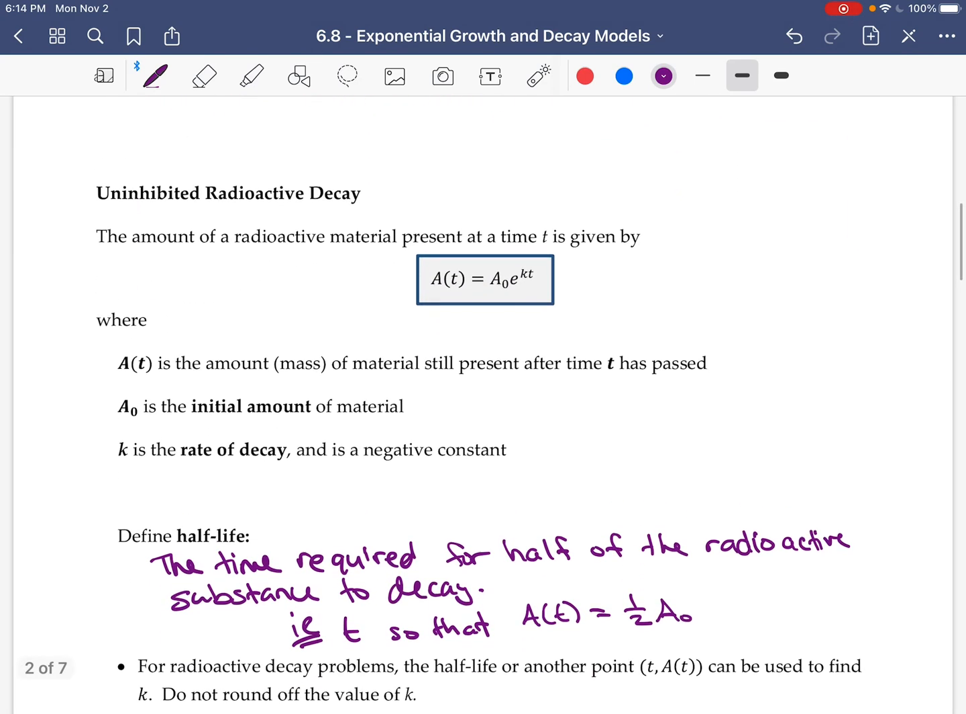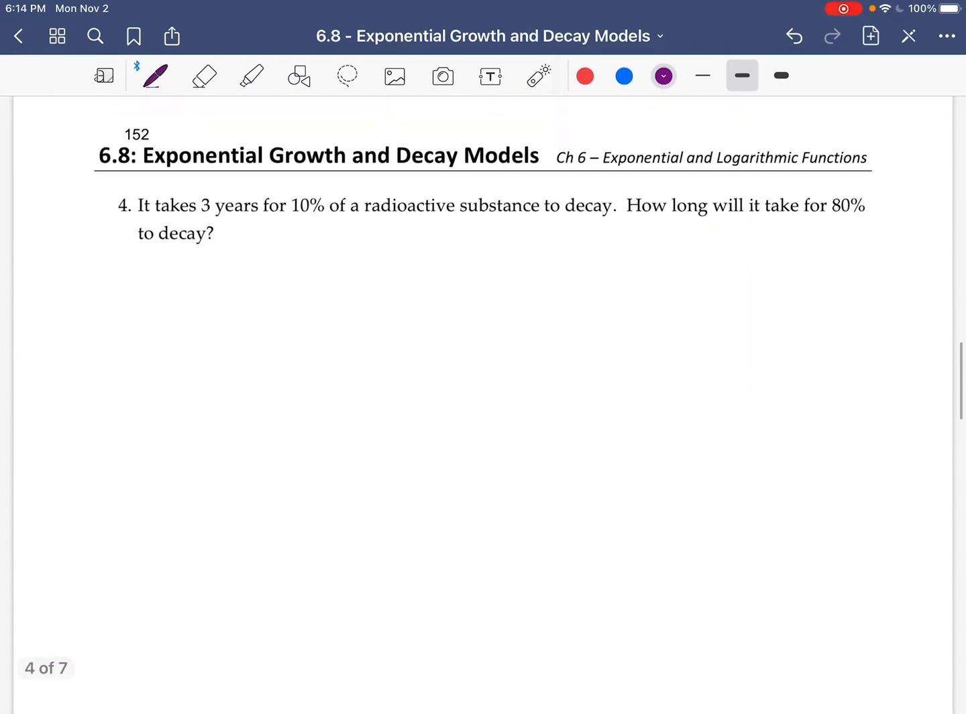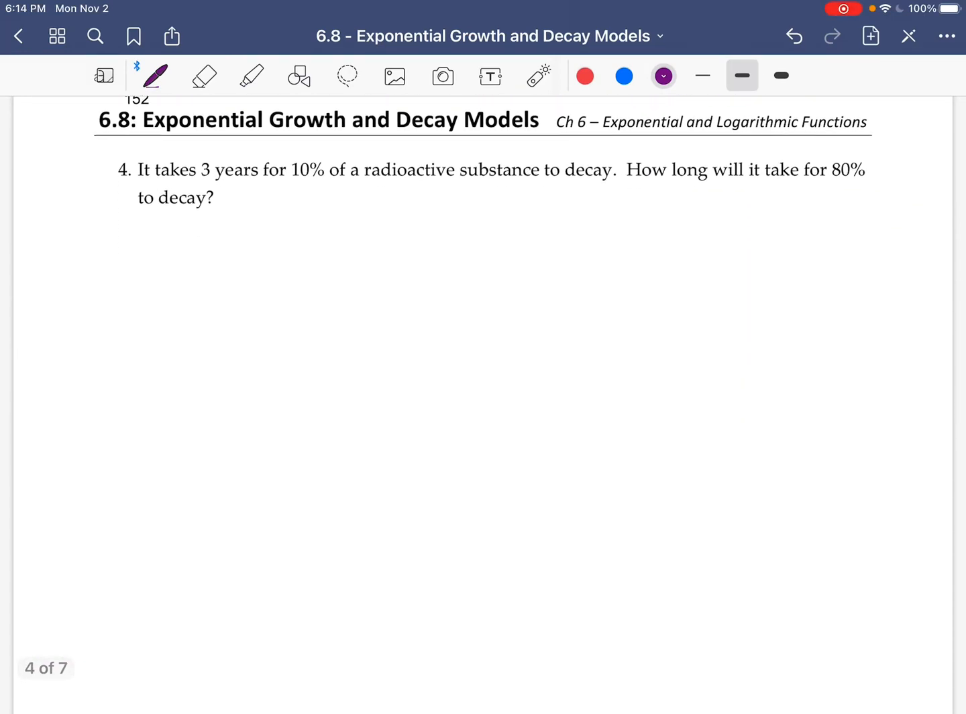Okay, let's try a decay one. Here we have, it takes 3 years for 10% of a radioactive substance to decay. How long will it take for 80% to decay? Okay, so first of all, 10% decayed means that there's 90% left, right? So this first piece of information, first of all, we know it's decaying.